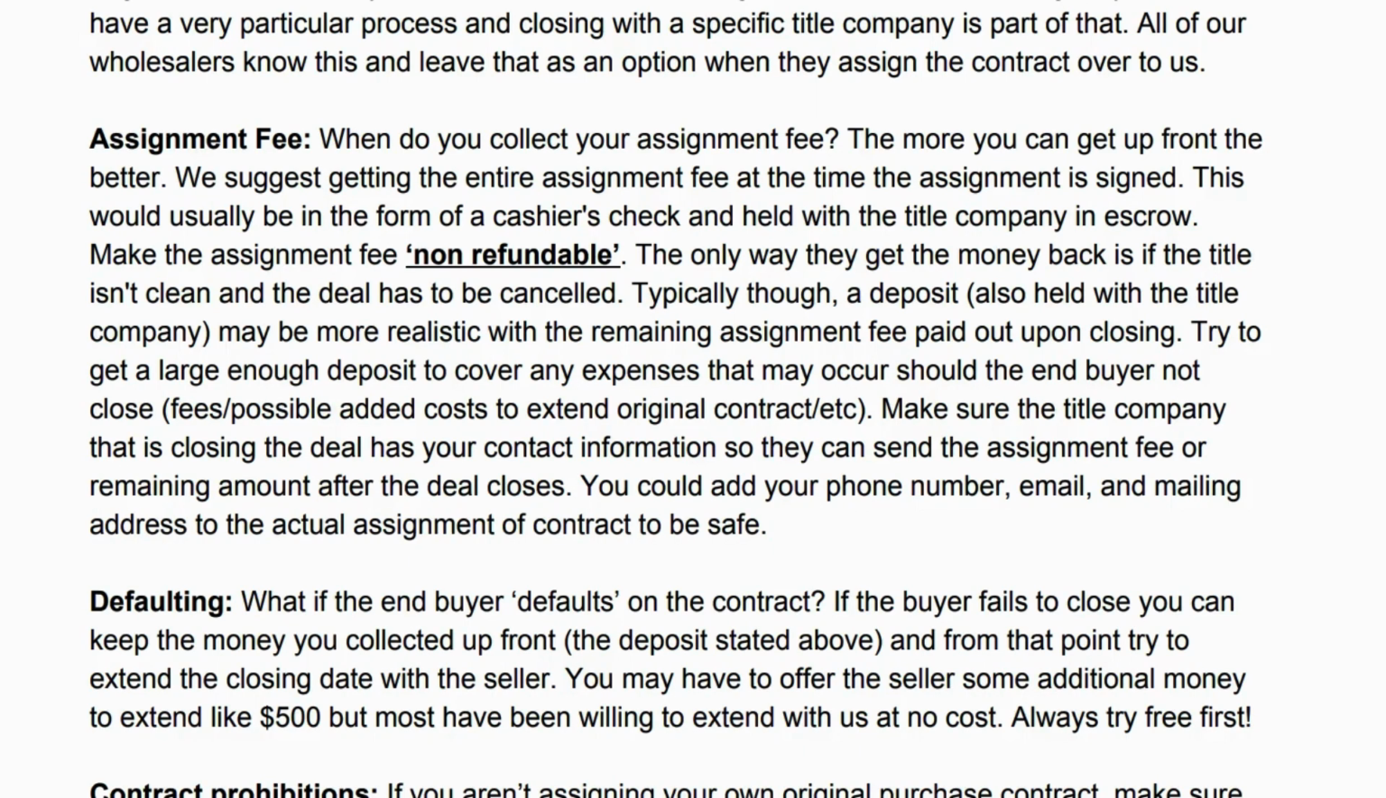So try to get a large enough deposit to cover any expenses that may occur should the end buyer not close. So you want to get any fees or costs associated with the original contract. You want to make sure you're covered so you're not coming out of pocket with those if this deal doesn't go through. And then make sure that the title company has your contact information, again, so that they can send the assignment fee to you after the deal closes.